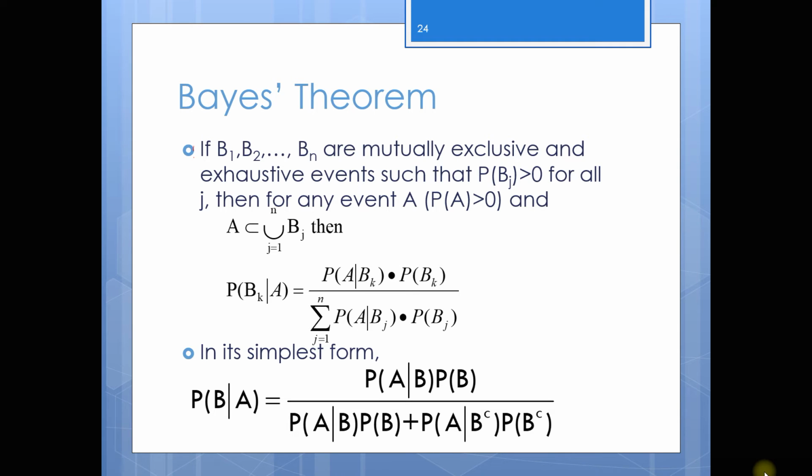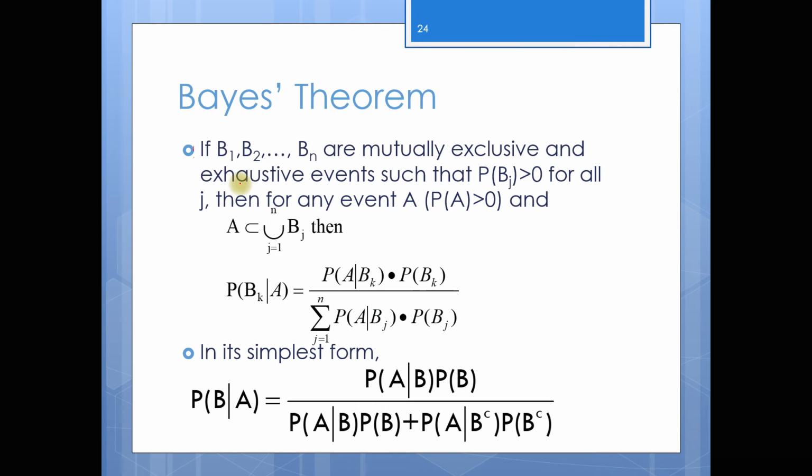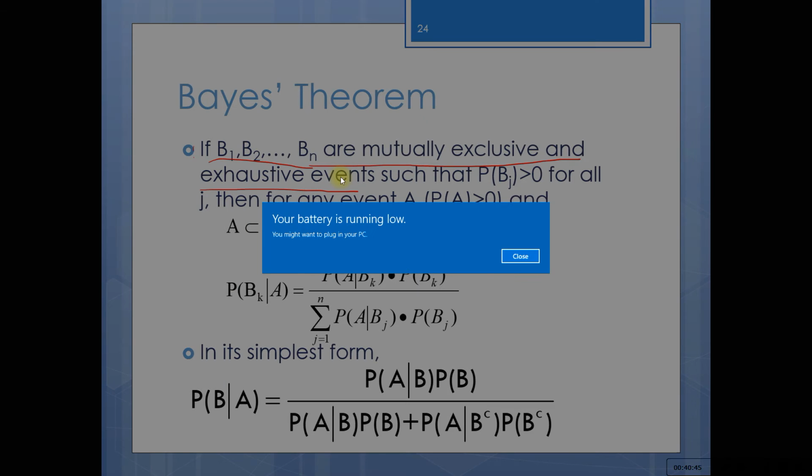So if B1 up to Bn are mutually exclusive events and exhaustive events. Let's have a look at this for a moment. If B1 up to Bn are mutually exclusive events and exhaustive events. Sounds like a repetition of something that we already just said, isn't it? It sounds like a repetition of something that we have been saying. What did we say?